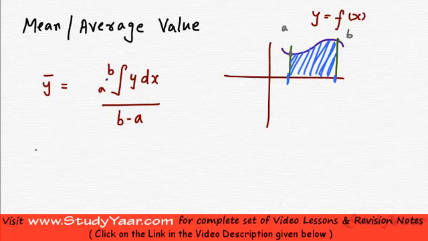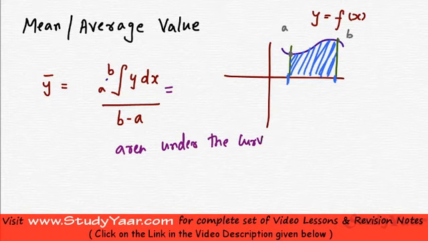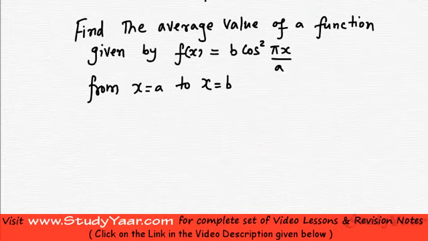Therefore, your average value of y or your mean value of y, which is given as a function of x, is the area under the curve upon the base. Where, what is this base? Base is this line segment between x is equal to a and x is equal to b. Okay, let's take an example.